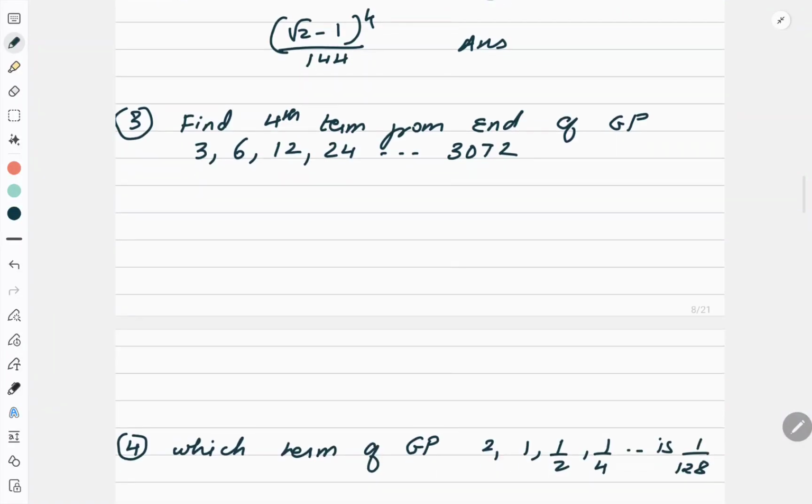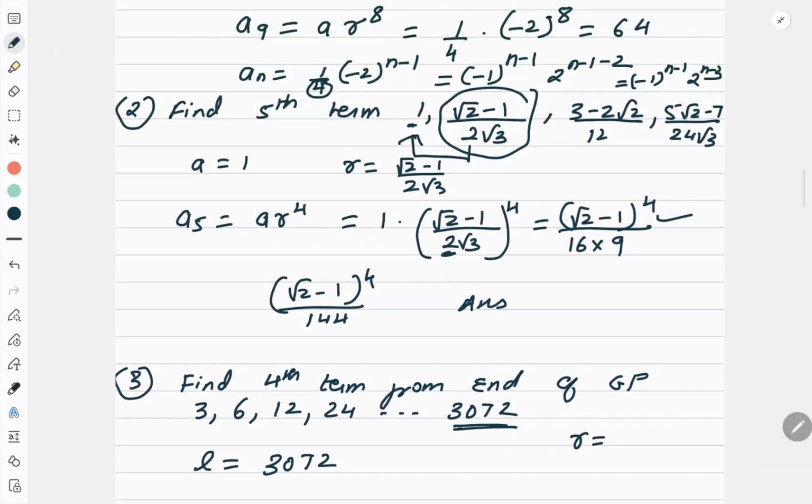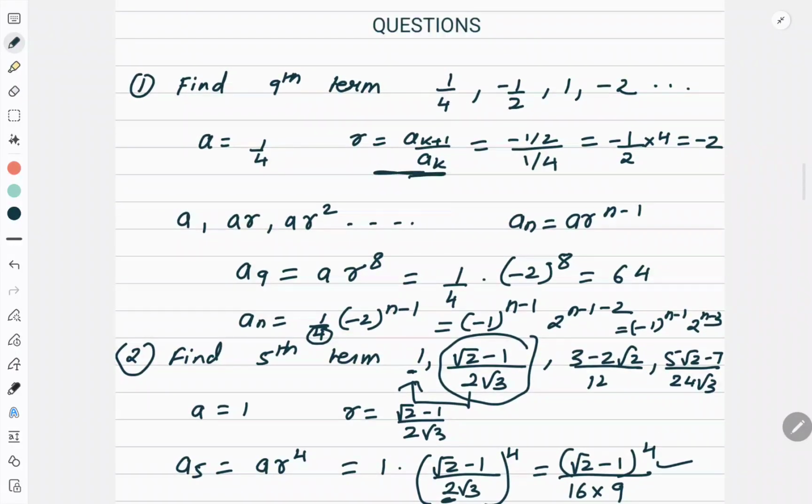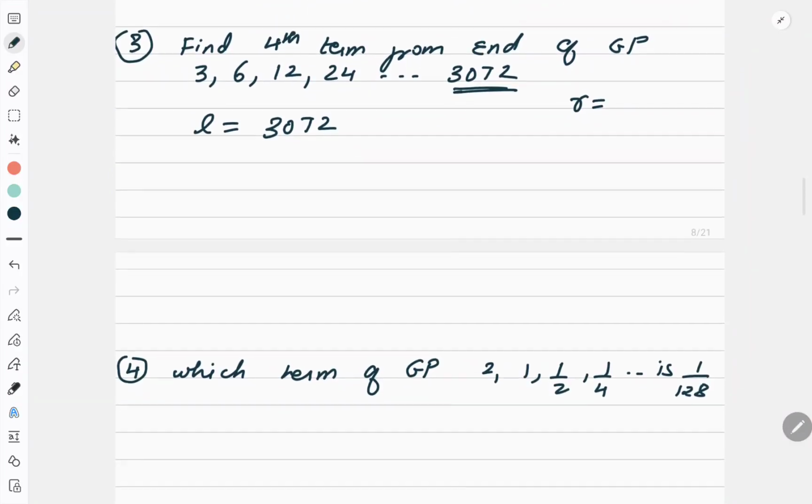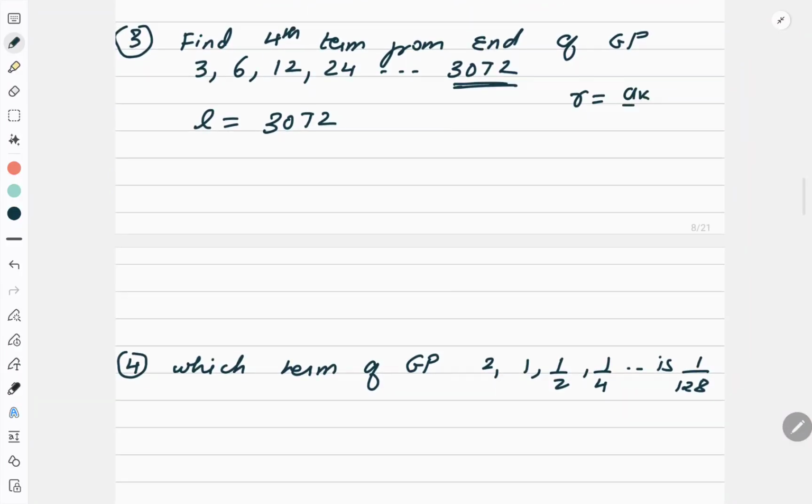Find the fourth term from the end of the GP. Now if you remember, I told you the concept that when I am counting from the back side, my last term becomes the first term. So in this case, my last term is the first term, and the common ratio, instead of a_{k+1} upon a_k, which I mentioned in the first question, becomes the reciprocal because we are looking from the back side. So it becomes a_k by a_{k+1}.